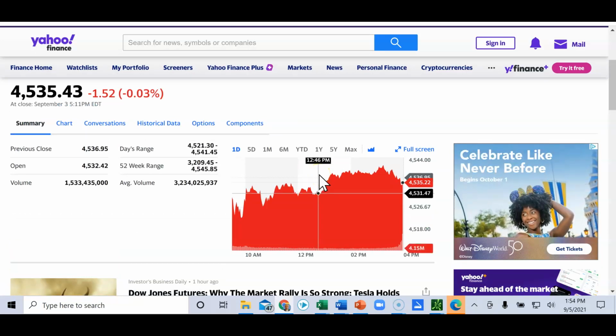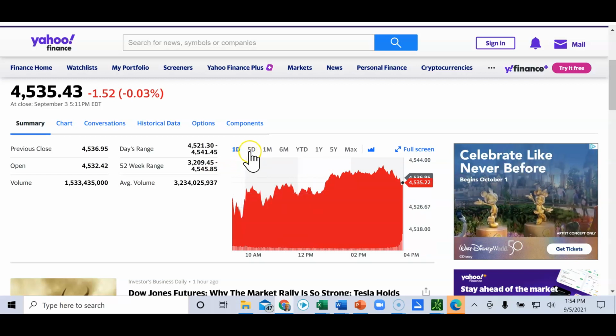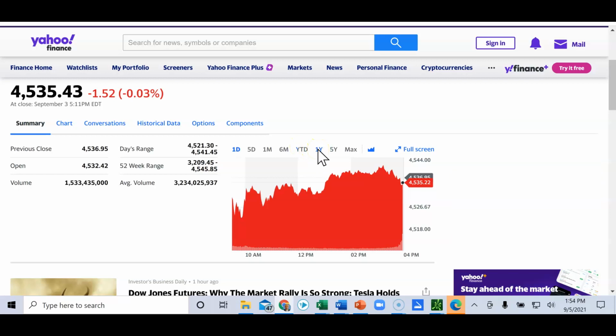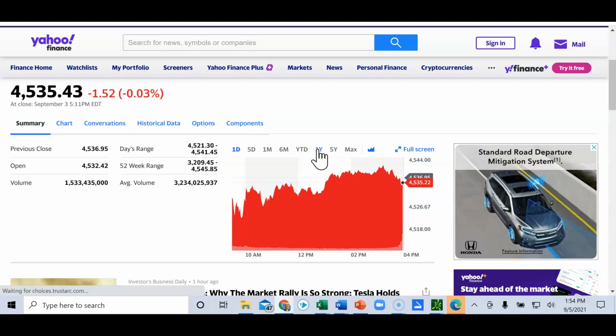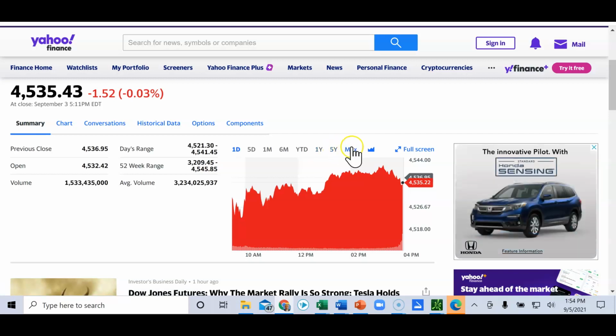I can also look at it in terms of time period. This is one day. If I wanted to see 5 days, 1 month, 6 months, year to date, which means from January 1 till now. 1 year is 12 months from now, so that would include part of the prior year, then 5 years, and the maximum.